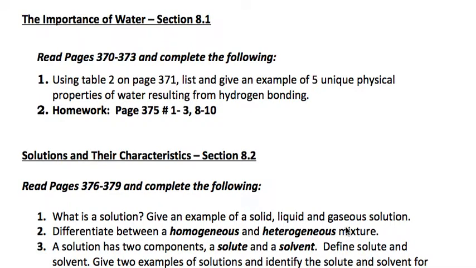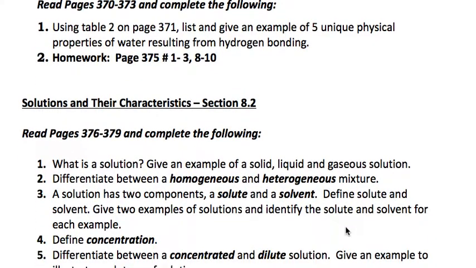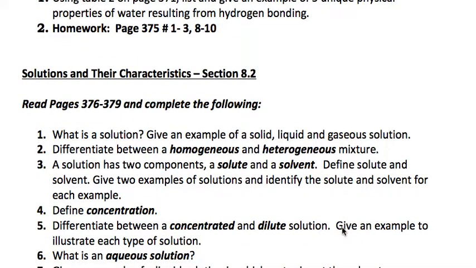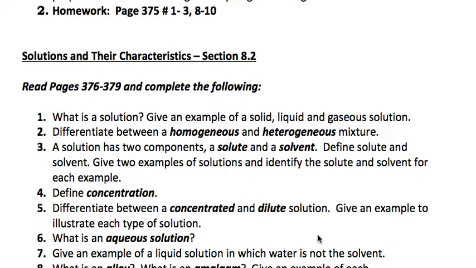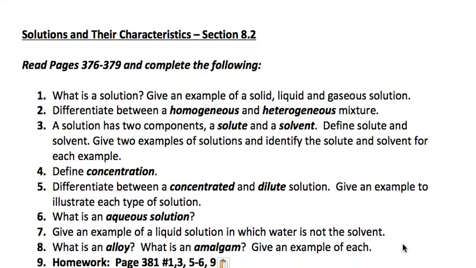Define solute and solvent. Give 2 examples of solutions and identify the solute and solvent for each example. Number 4, define concentration. Number 5, differentiate between a concentrated and dilute solution. Give an example to illustrate each type of solution. Number 6, what is an aqueous solution? Number 7, give an example of a liquid solution in which water is not the solvent. Number 8, what is an alloy? What is an amalgam? Give an example of each.